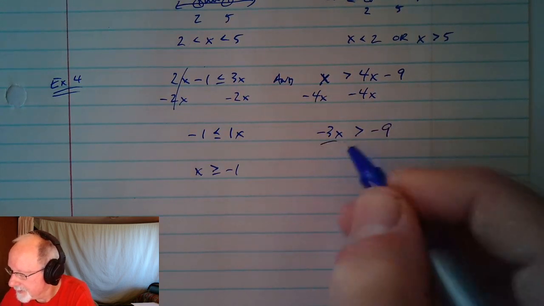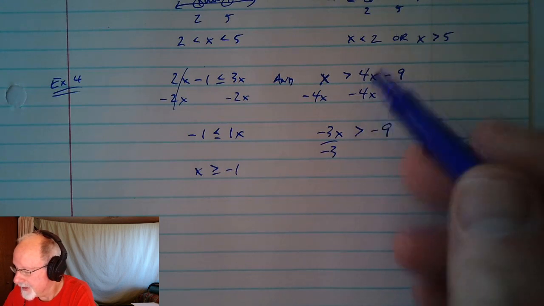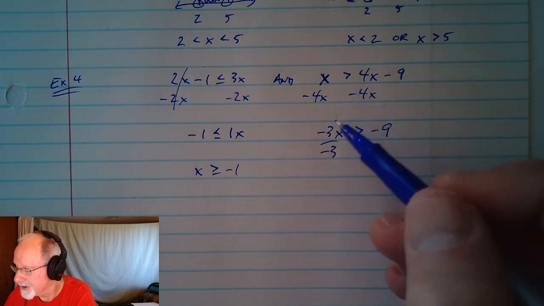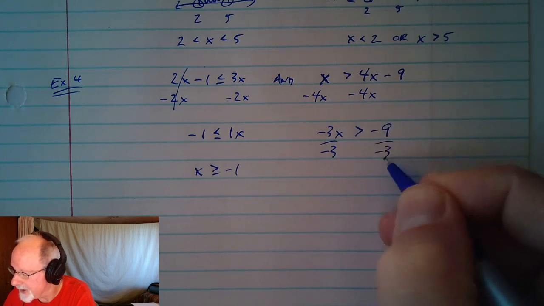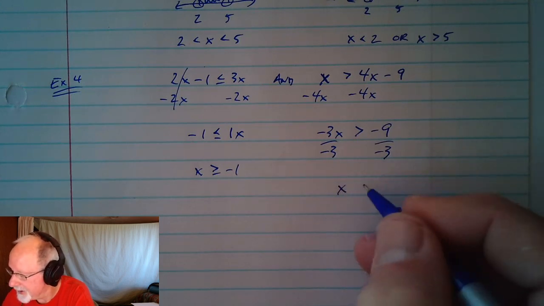Now here's where we run into trouble with inequalities. Solving an inequality is just like solving equations, except when you multiply or divide by a negative. So here I'm dividing both sides by -3, and so we have to remember to flip our inequality.